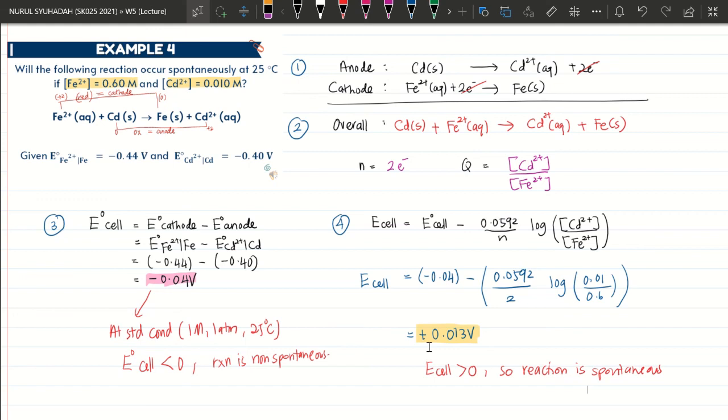If it's at standard condition, there's no need for you to use the Nernst equation. But if the question mentions E cell, or the concentration changes so it's not 1 molar, or the reaction is not done at 1 atm pressure, all of this information leads us to use the Nernst equation to find the value of the E cell. That will be all for the calculation for 3.2.